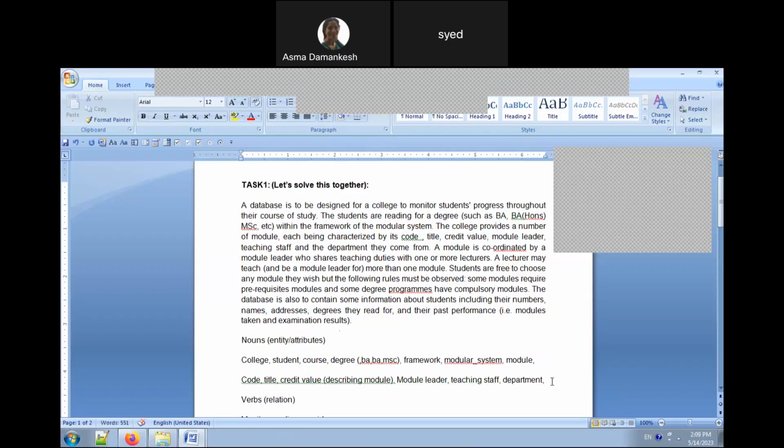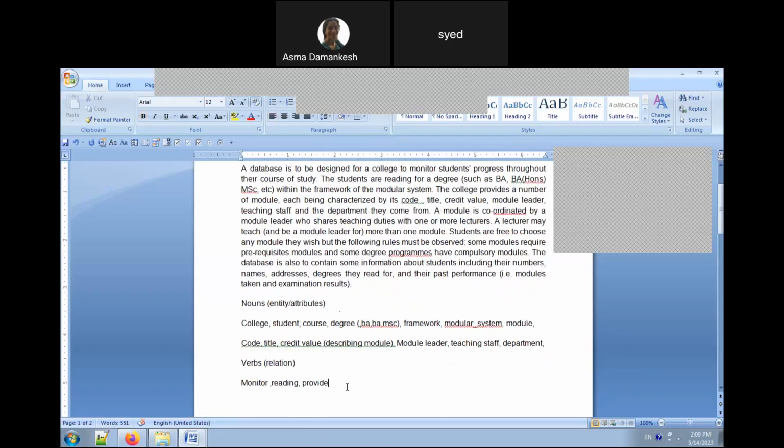A module is mentioned already. Coordinated is a verb, so I'm just going to put it here, coordinated. By a module leader, we have it here already, right? Each who shares teaching duties with one or more lecturers. So we have something new called a lecturer. You could put share here, that's okay. Share teaching, okay.